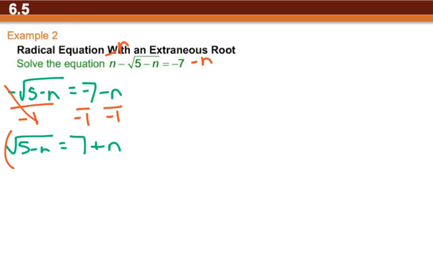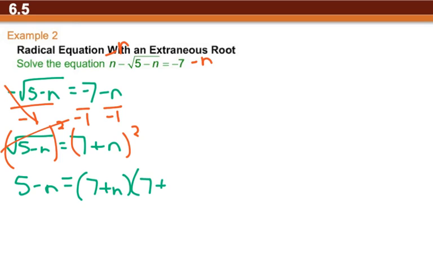Now we can square both sides. Cancels the root. We get 5 minus n on the left. Now on the right we can't just square 7 and square n to get 49 plus n squared. We do need to actually do what the exponent says and FOIL out the right side.